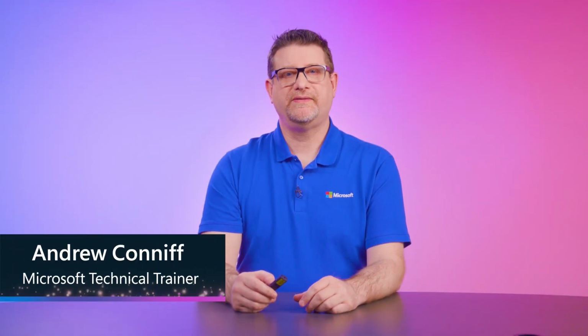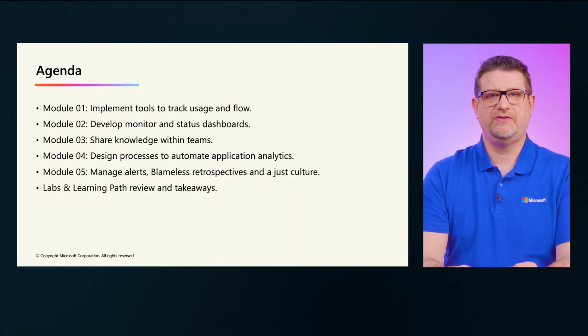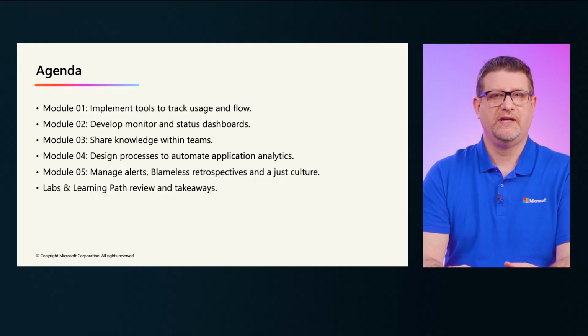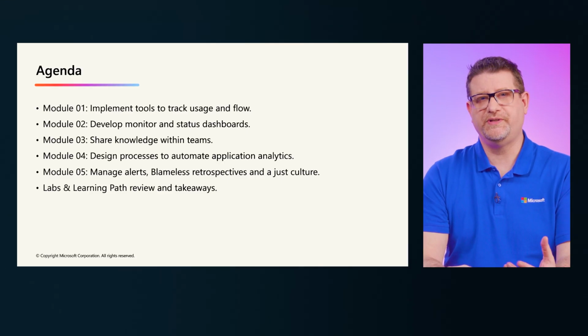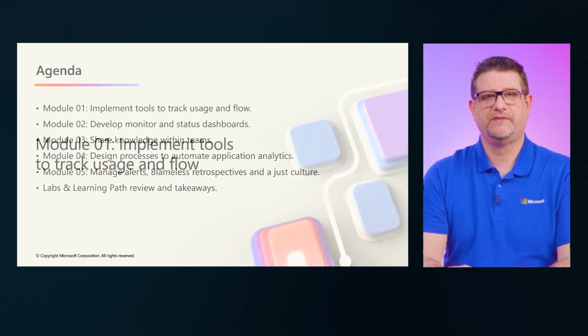Welcome to Learning Path 8, Implement Continuous Feedback. In this learning path, we'll look at how teams can effectively track usage and flow throughout their development process. We will show how understanding what's happening inside your system in real time helps you make smarter decisions, surface issues earlier, and ultimately deliver better software. From there, we'll explore the tools, dashboards, and practices that bring continuous feedback to life across your DevOps workflows.